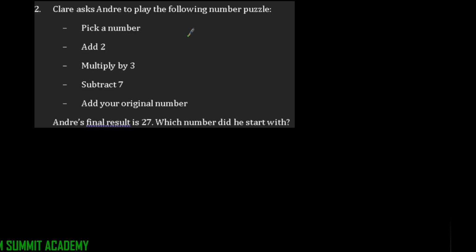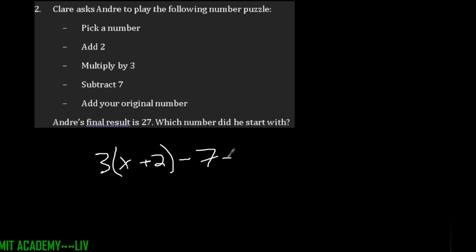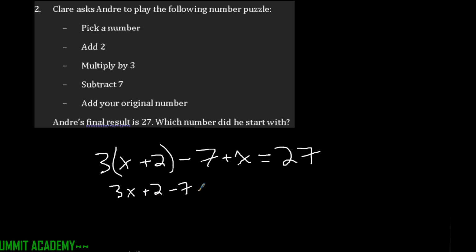And so what you can do is set up your equation, a similar setup. So I'm going to say this is 3 times x plus 2, minus 7, plus x. So we said pick a number, x, add 2 to it, multiply by 3, subtract 7, and add your number. You should end up with 27. So we just need to solve it. So we're going to say this is 3 times x plus 2 minus 7 plus x equals 27.